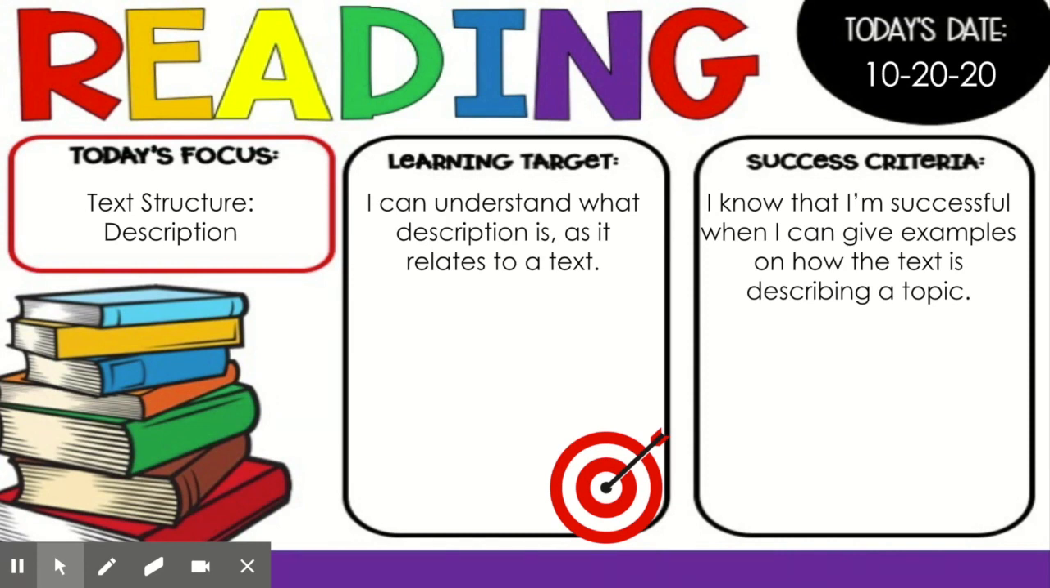Today, you'll be learning about a new type of text structure. This text structure is called description. So just like last week, take out your reading journal and go ahead and write description at the top as well as today's date. Our learning target today is I can understand what description is as it relates to a text. And you will know you are successful when you can give examples on how the text is describing a topic. So if you need to pause this video at any time, please do so that you can record notes in your journal.